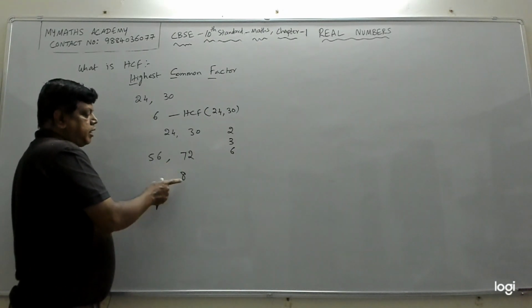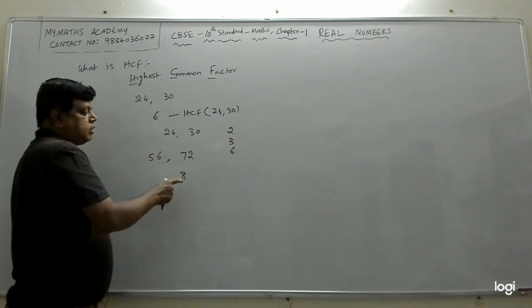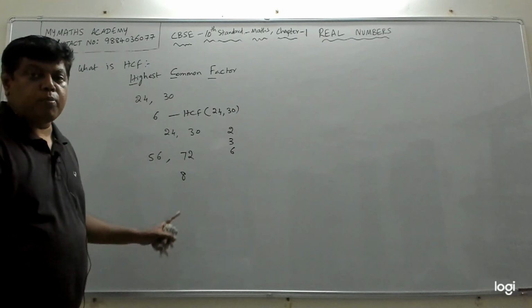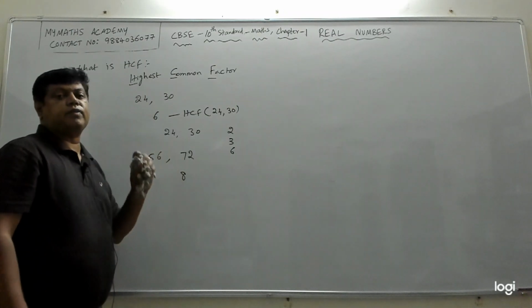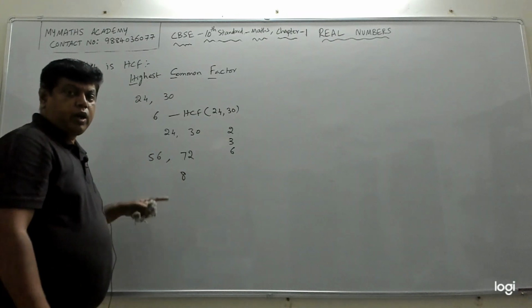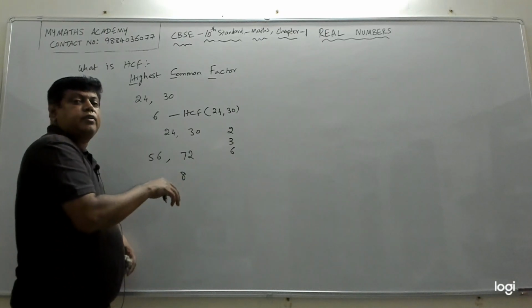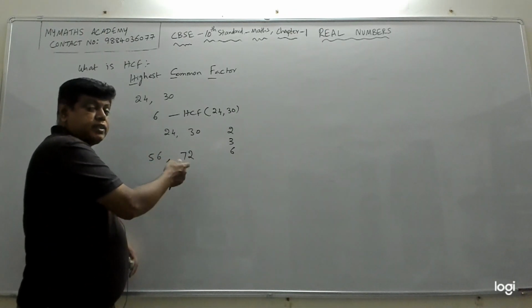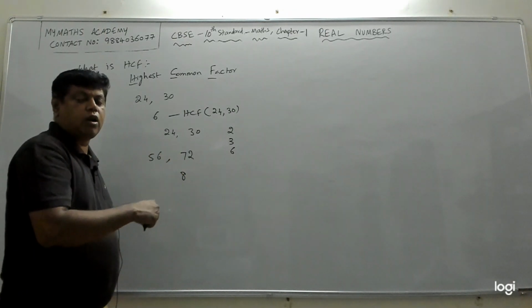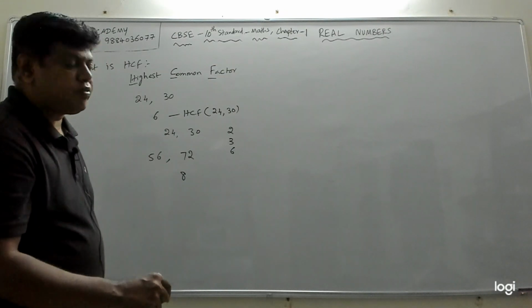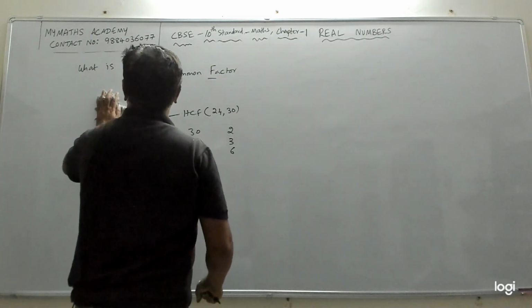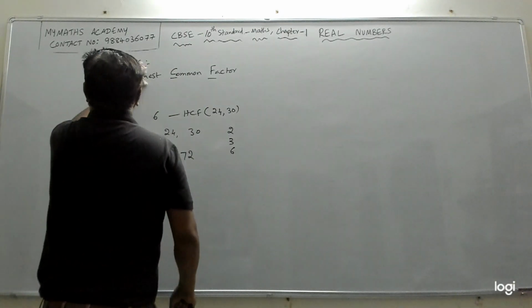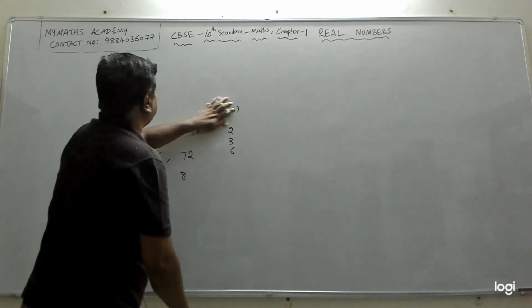8 divides 56 because 8 sevens are 56, and 8 nines are 72. 8 is the highest common factor of 56 and 72. You cannot find any number greater than 8 that will divide both 56 and 72 exactly. We cannot find one. That's why it's called HCF, highest common factor. Right? So now we will go to Euclid's division algorithm.